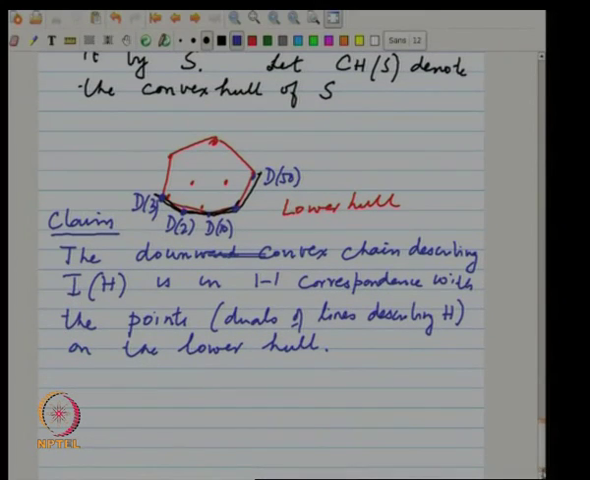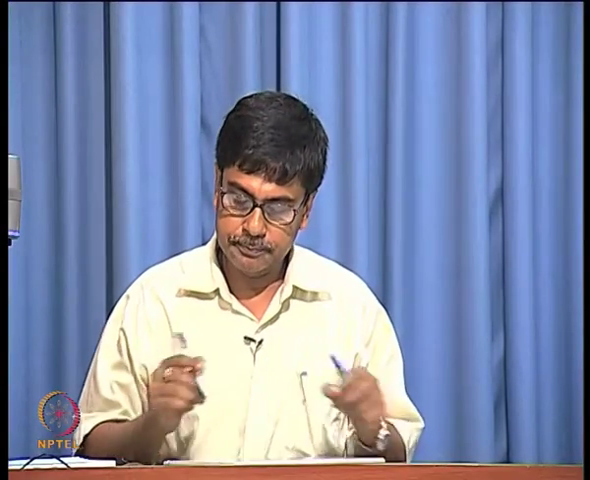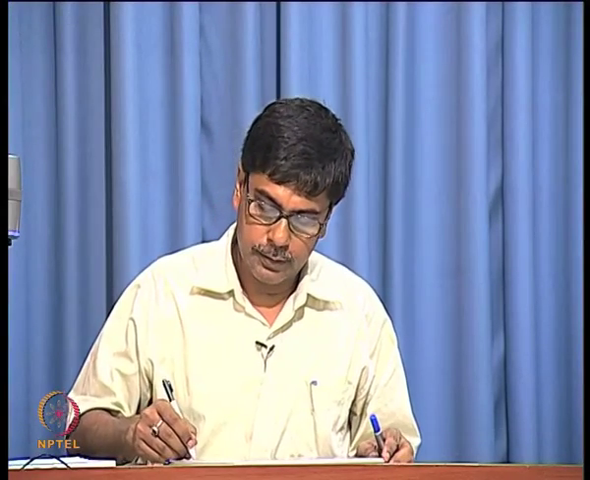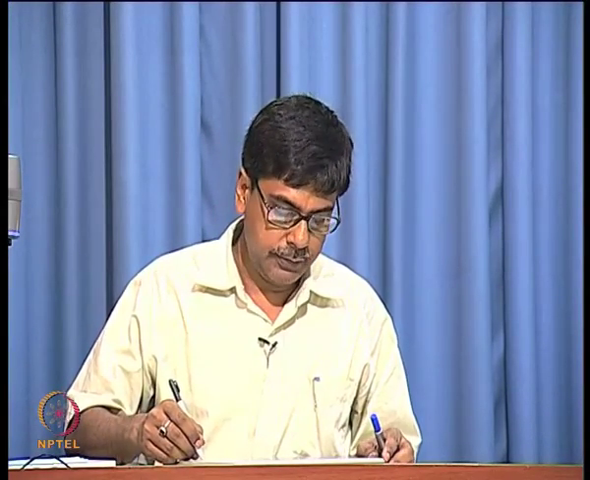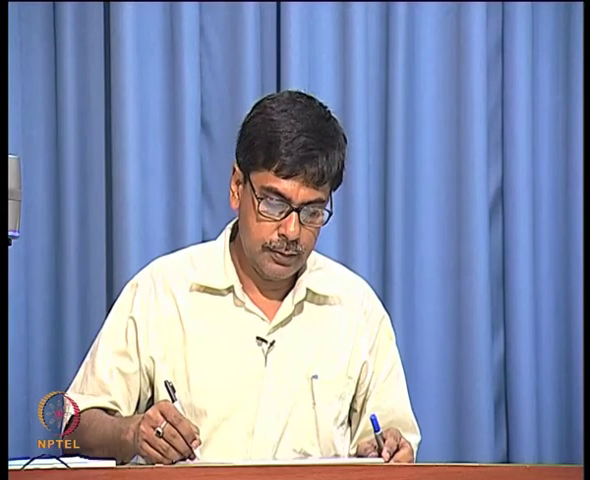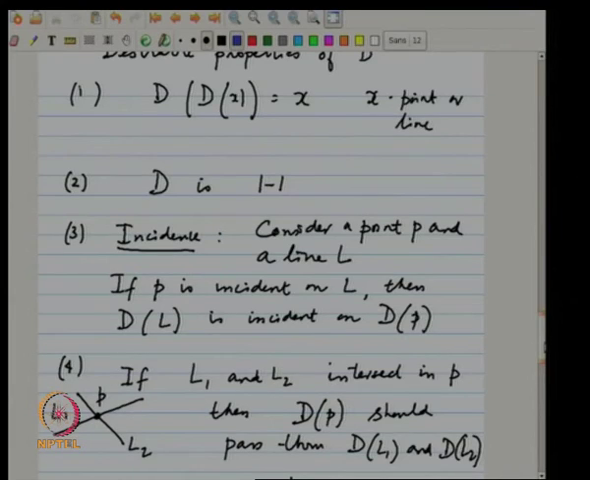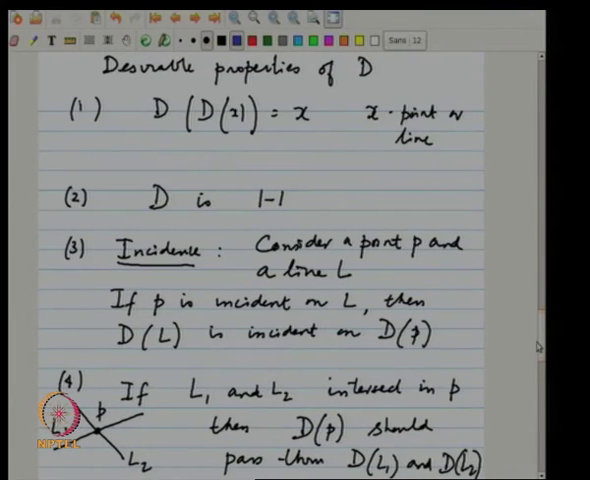Okay. Why is this claim true? Okay. Let me switch to the other view. So we will obviously try to use the properties that we claim. There is some mapping that will have these properties, and that is the kind of duality transform that we are using.